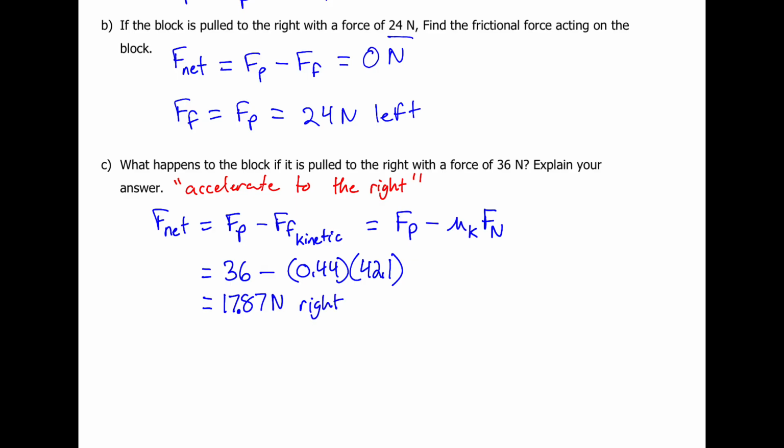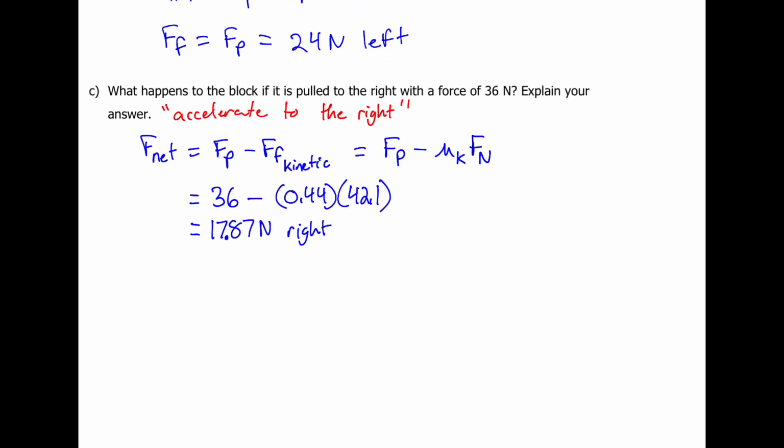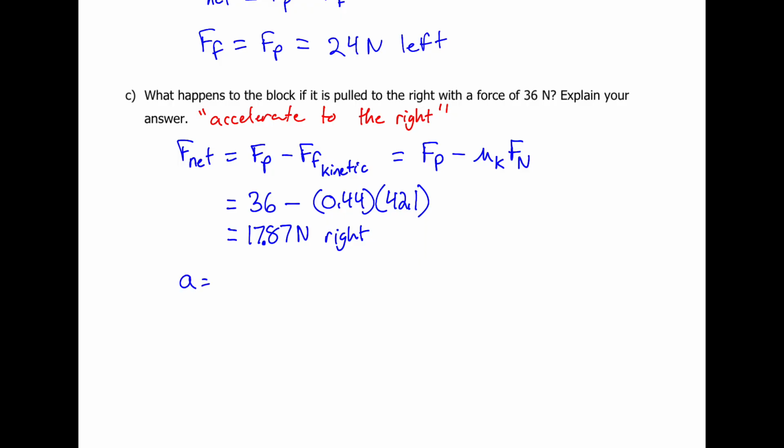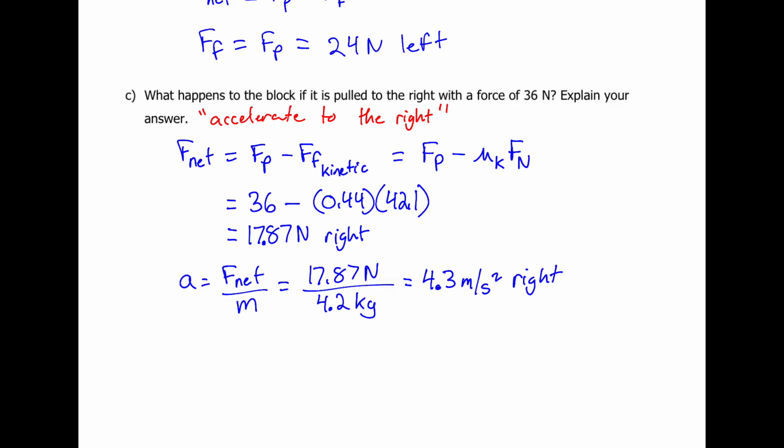So there's this overall imbalance of the forces. I'm pulling harder than the table is resisting, so I'm getting this acceleration to the right. How much acceleration? It's proportional to mass. So we can use Newton's second law, a is equal to F net over m, and find a value for acceleration. So this is going to give me 1787 newtons. I'm going to divide it by our mass of 4.2 kilograms, and this is going to give us an acceleration. In this case, it's 4.3 meters per second squared to the right.